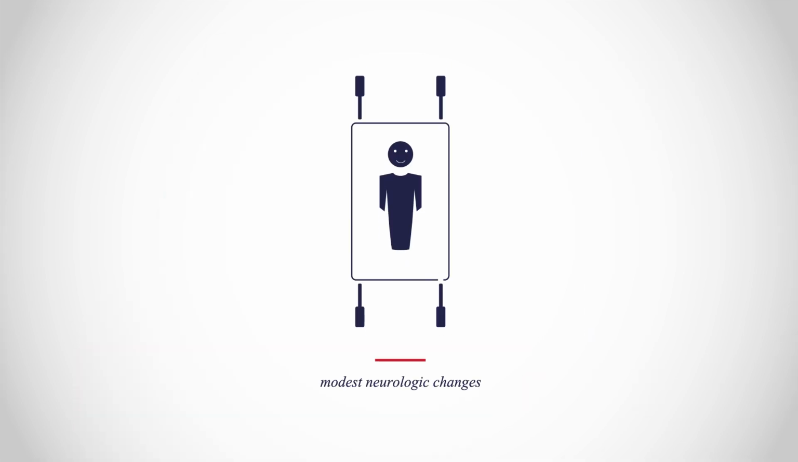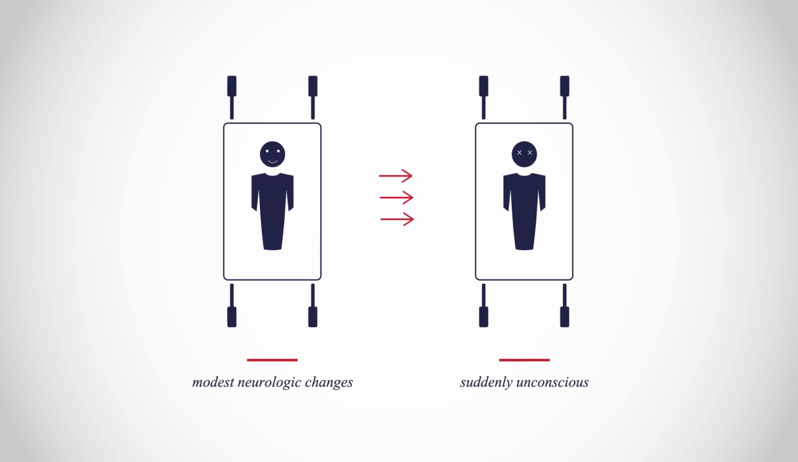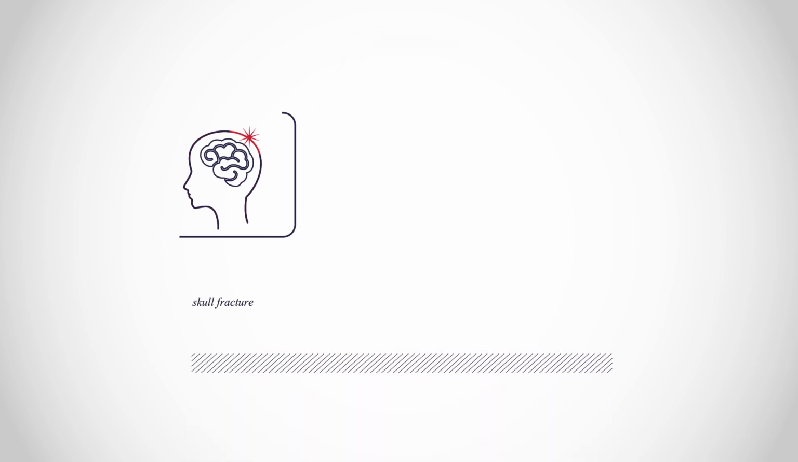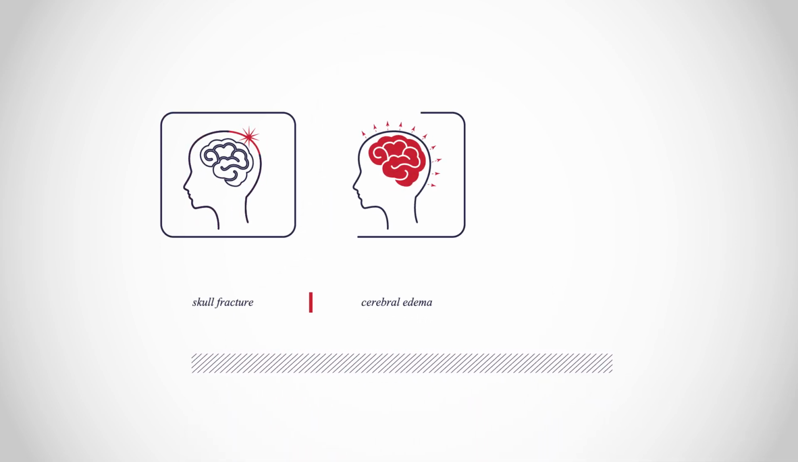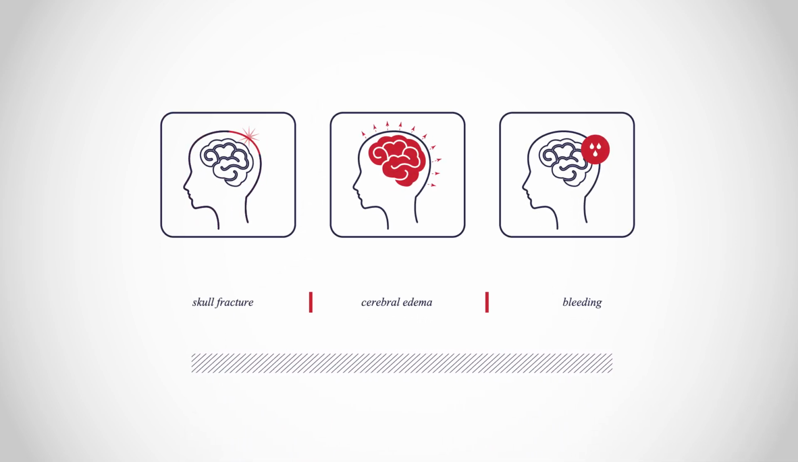Often patients will present with only modest neurologic changes. They may deteriorate suddenly due to cerebral edema or delayed hematoma. Following this primary survey, most patients will need a CT scan to evaluate the type of injury. The CT scan may show depressed skull fractures, cerebral edema, or bleeding, all of which may need emergent operative intervention.